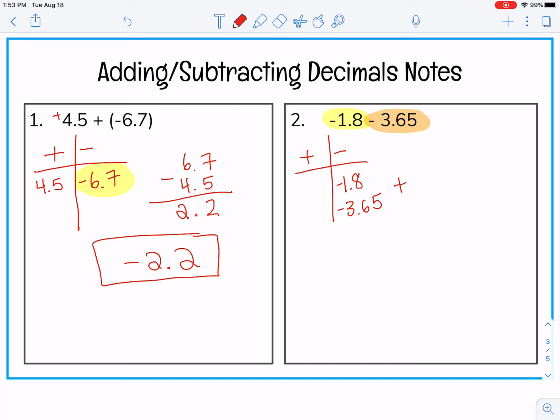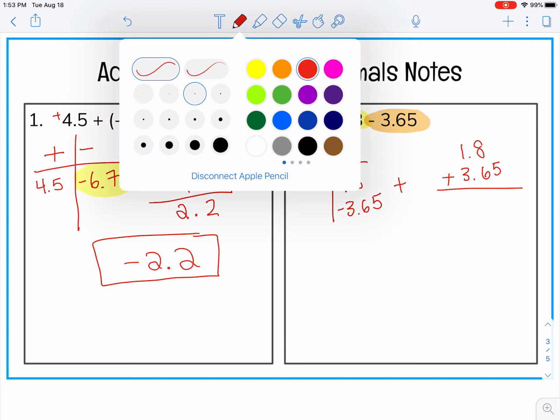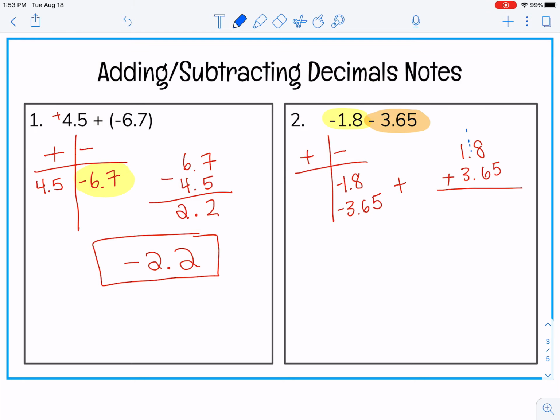So now we're going to add these two numbers together, and remember that the number 1 rule for adding and subtracting decimals would be aligning the decimal point. So just make sure that we are aligning the decimal point like that. And then you can definitely add in your zeros.